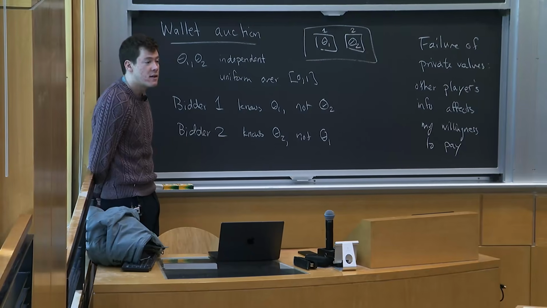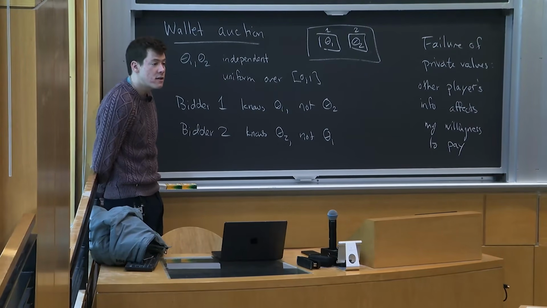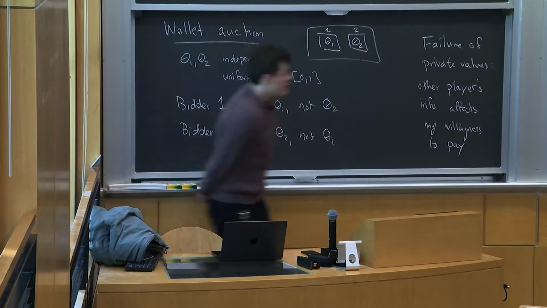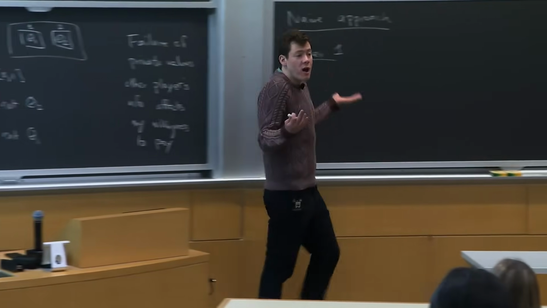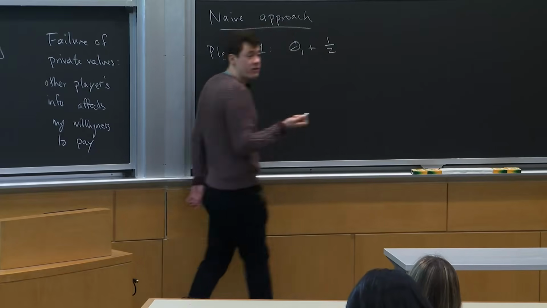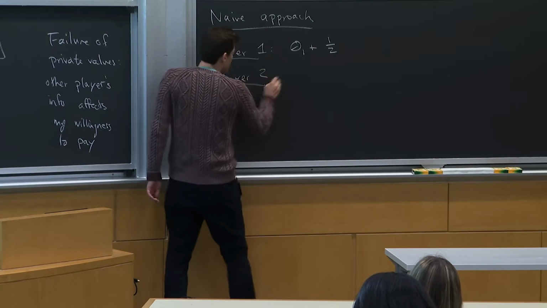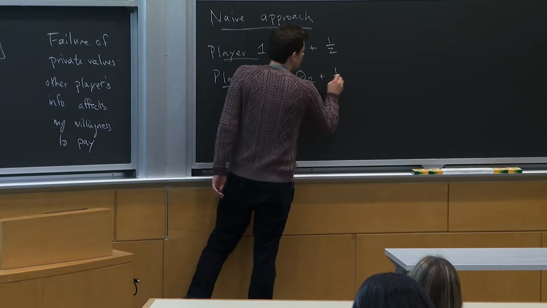Since the other player's value is uniformly distributed between 0 and 1, the expected value of the other player's value is 0.5. So the naive approach would just be to add 0.5 to player 1's value. Exactly right. So we might say, OK, this is just a normal auction where player 1's value is theta 1 plus a half, and player 2's value is theta 2 plus a half.